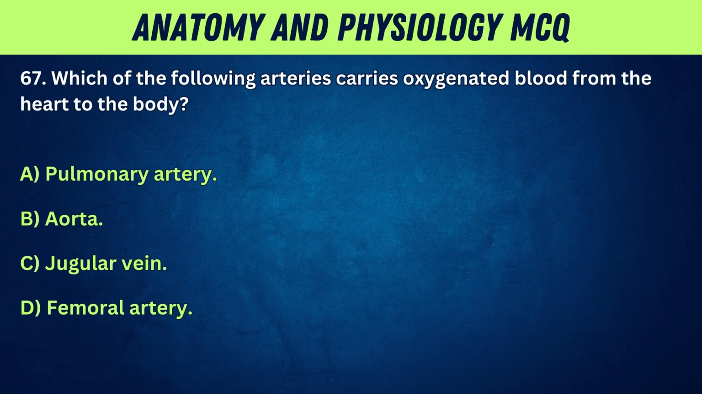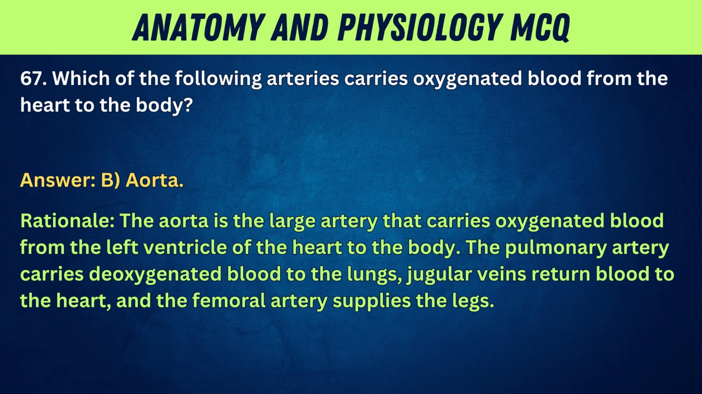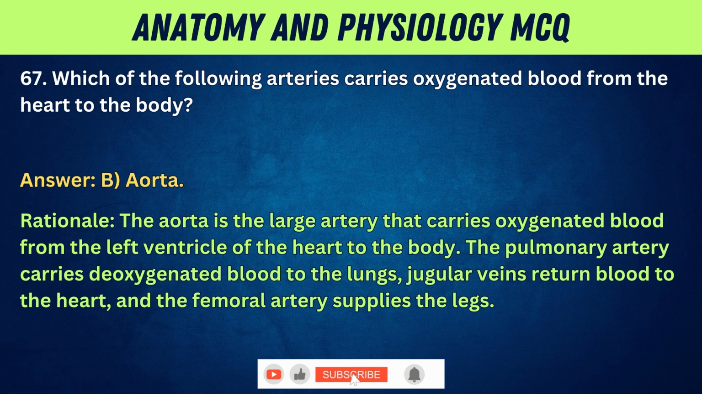67. Which of the following arteries carries oxygenated blood from the heart to the body? A. Pulmonary artery. B. Aorta. C. Jugular vein. D. Femoral artery. Answer: B. Aorta. Rationale: the aorta is the large artery that carries oxygenated blood from the left ventricle of the heart to the body. The pulmonary artery carries deoxygenated blood to the lungs, jugular veins return blood to the heart, and the femoral artery supplies the legs.